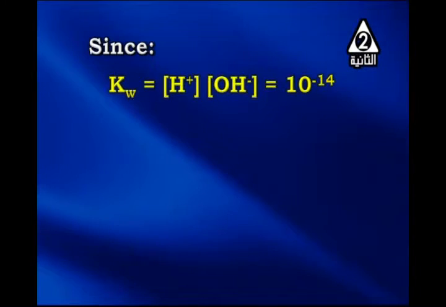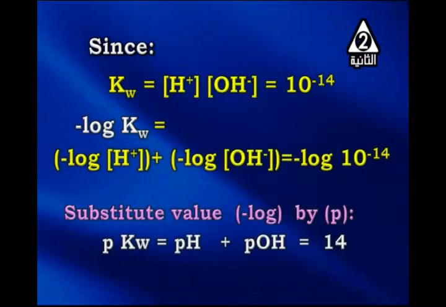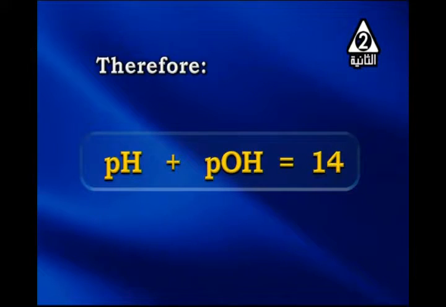My dear student, as we know, Kw equals the concentration of hydrogen ion times the concentration of hydroxide ion, which equals 10 to the power negative 14. So negative log Kw equals negative log of the concentration of hydrogen ion plus negative log of the concentration of hydroxide ion, which equals negative log 10 to the power negative 14. Substitute the negative log by the letter p. So pKw equals pH plus pOH equals 14. Therefore, pH plus pOH equals 14.